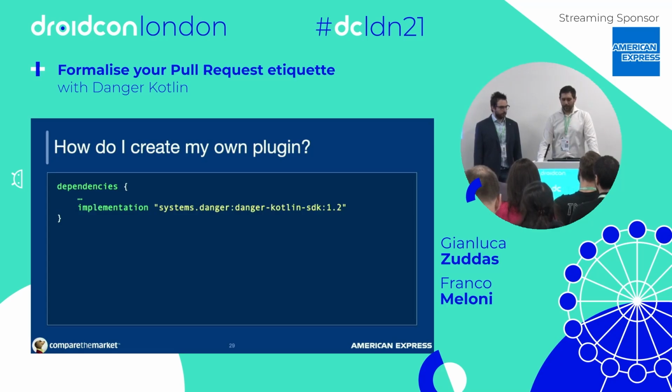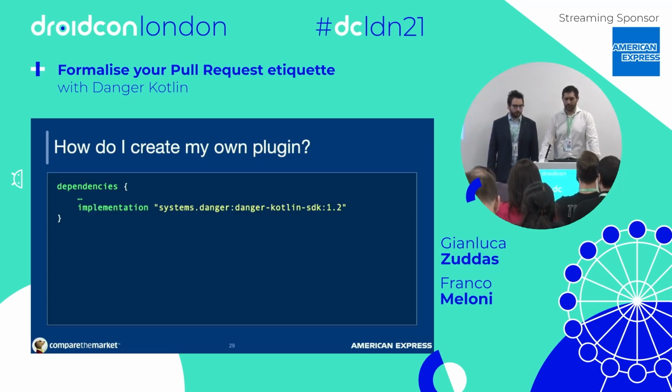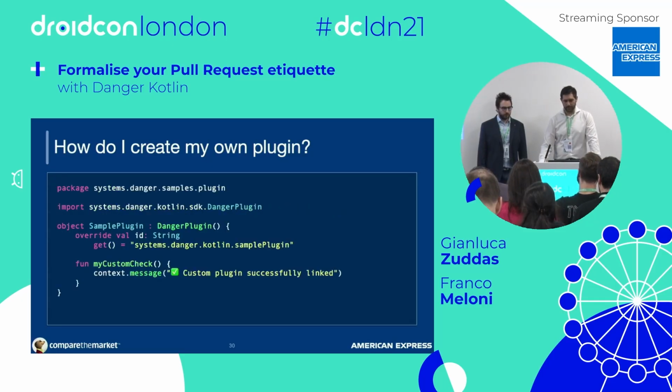And how do we do that? It's easy. We can create a new Kotlin library project, importing as a dependency our Danger Kotlin SDK. At the moment, we are on the 1.2. And after that, we can create a new singleton class like this one, where we extend the Danger plugin.